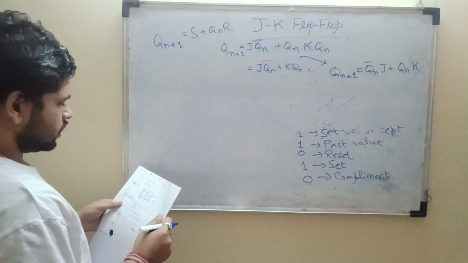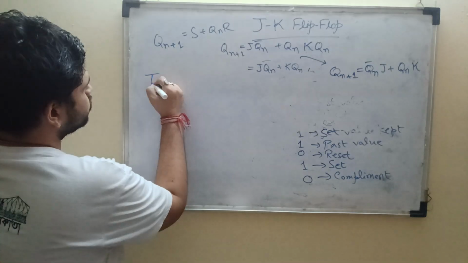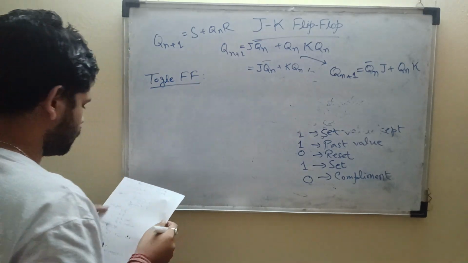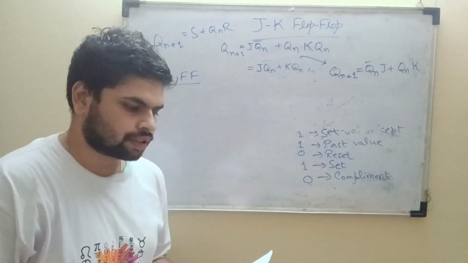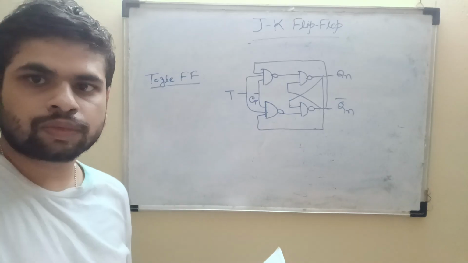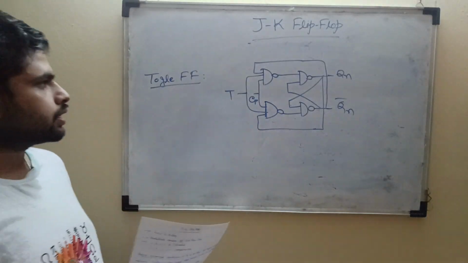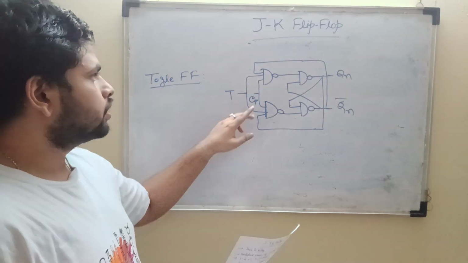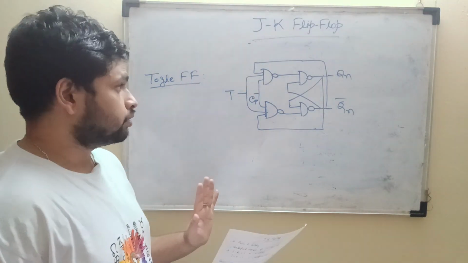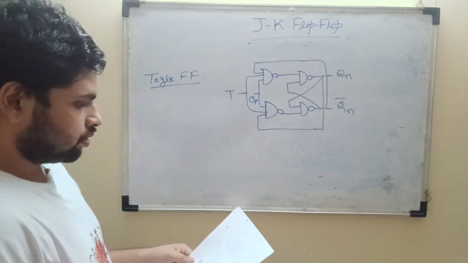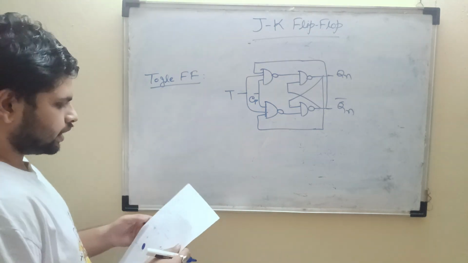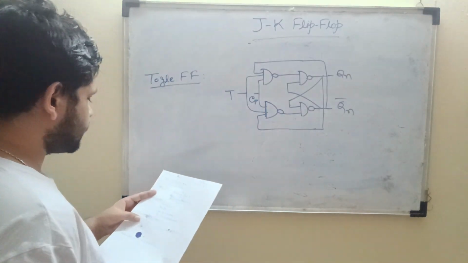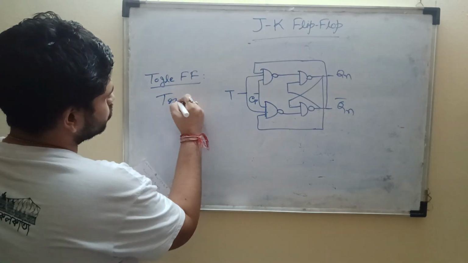So next we will last discuss about the toggle flip-flop. So let's draw the diagram of the toggle flip-flop. This is the required circuit diagram of the toggle flip-flop, where both the inputs are the same, one, and the outputs are Qn and Qn bar, and the clock pulse is also there. Then we will discuss the truth table and the characteristic equation for this circuit also, same as the previous.